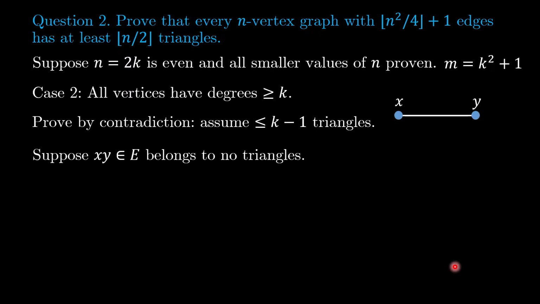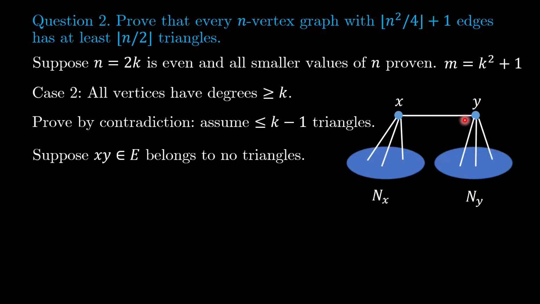So since the claim is proven, I can just replace it with the statement that suppose xy is an edge that belongs to no triangles. Now just as before, we argued that therefore the neighbor set of x and the neighbor set of y are disjoint. Now this is a very crucial step.